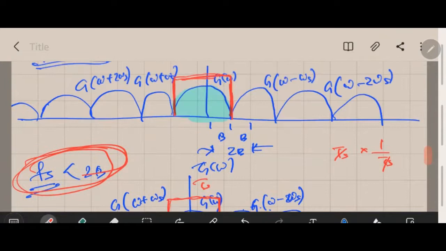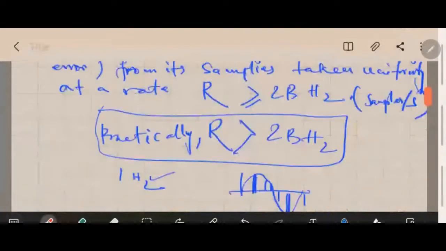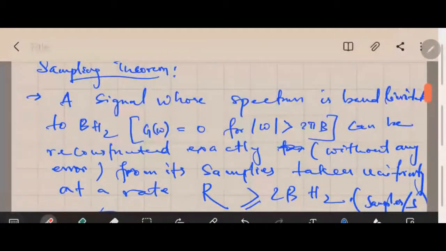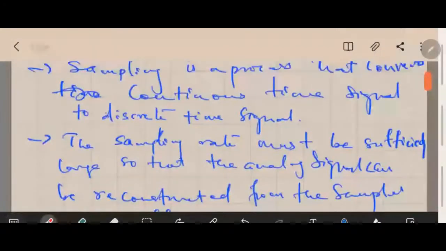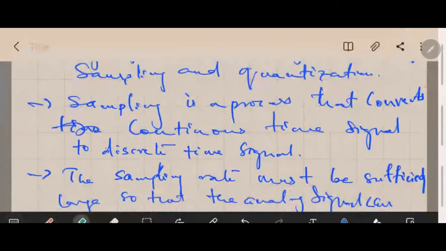Okay, so let us once go through whatever we discussed now. Let me just review it, so that if anyone has not understood anywhere, he or she can catch up with it. We have already discussed what is sampling. Sampling is basically a process that converts a continuous time signal to a discrete time signal. That is the job of sampling, just to convert a continuous time signal to a discrete time signal.